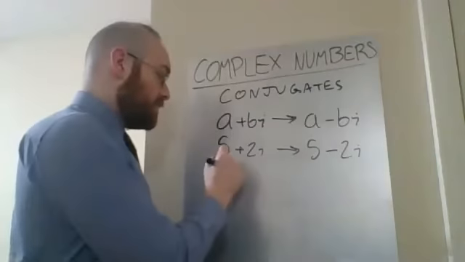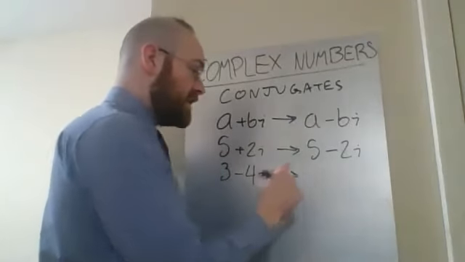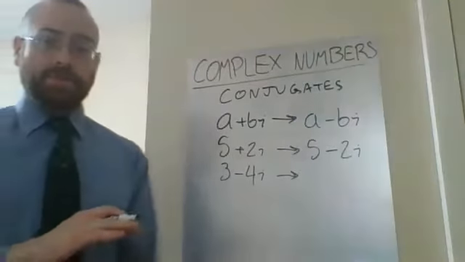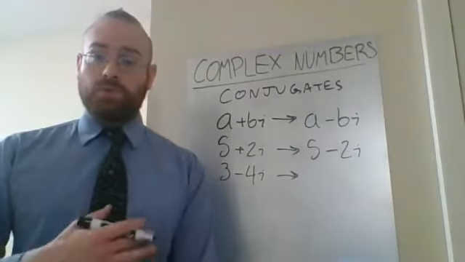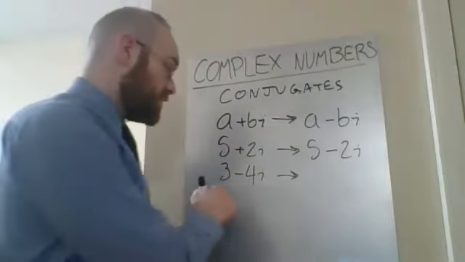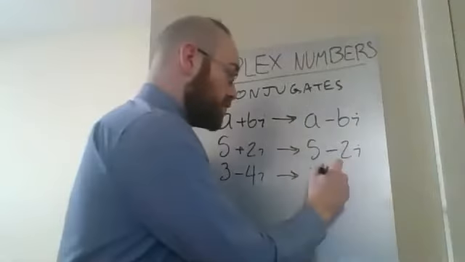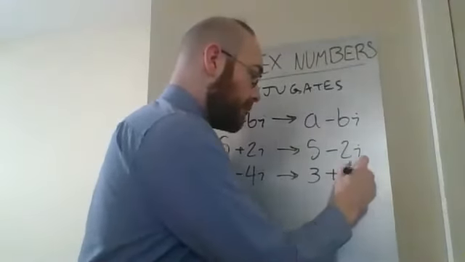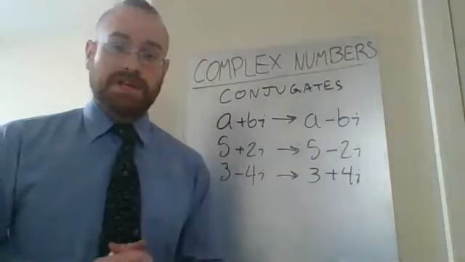If I have 3 minus 4i, take a moment, pause the video, and predict what the conjugate of 3 minus 4i would become. Now, hopefully you've realized that the 3 will stay the same, but this negative sign will turn positive. And so the conjugate of 3 minus 4i is 3 plus 4i.